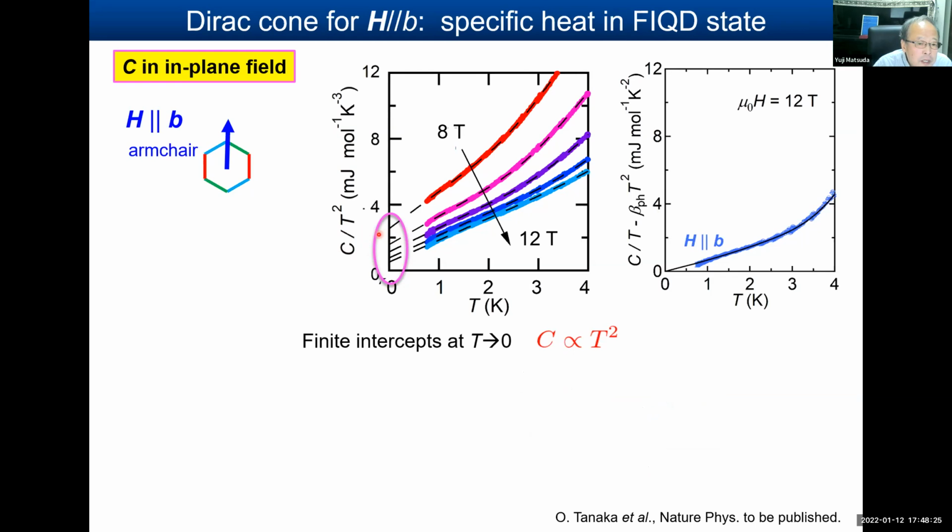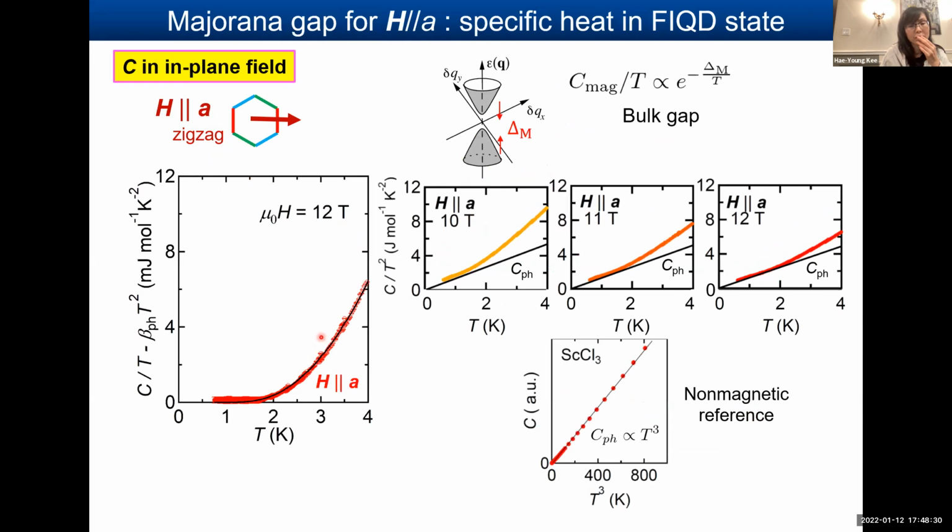Yeah. And also the multi-field part of the A-axis. So again, this is raw data, and the heat capacity shows the T cubed behavior at low temperatures. And this T cubed behavior is also observed in the non-magnetic reference, scandium chloride. The specific heat is very close to the non-magnetic reference. So I don't think that the subtraction is a problem.